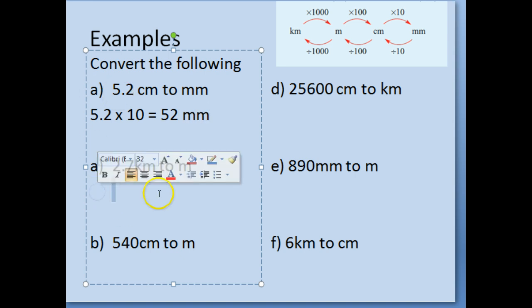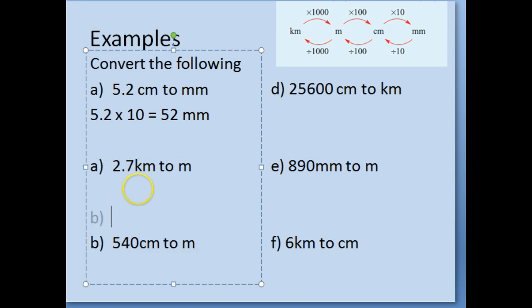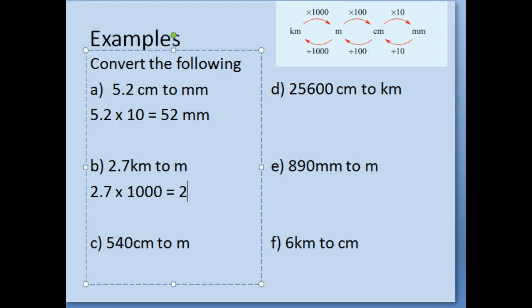Okay, let's have a look at the second example here. In example 2, I'm going from 2.7 kilometres to metres. So I'm going from kilometres to metres, so I need to times by 1,000. So 2.7 times 1,000 equals 2,700 metres. Make sure that you write the unit at the end, otherwise it's 2,700 cows or cats or bananas. You need to make sure you state the measurement.